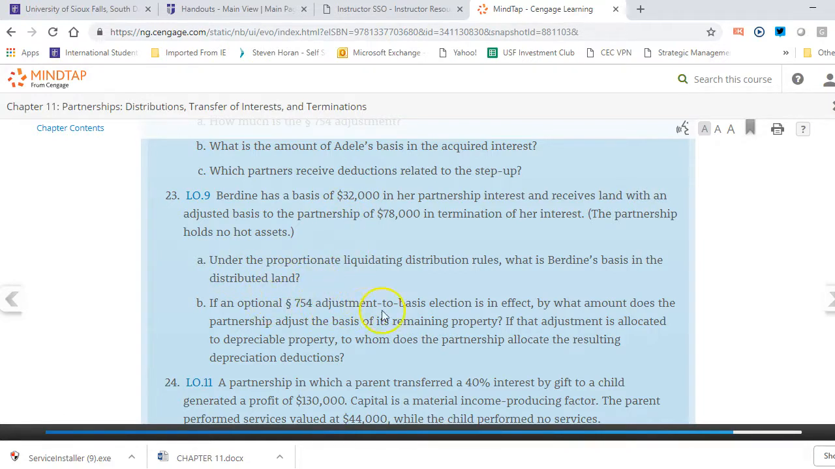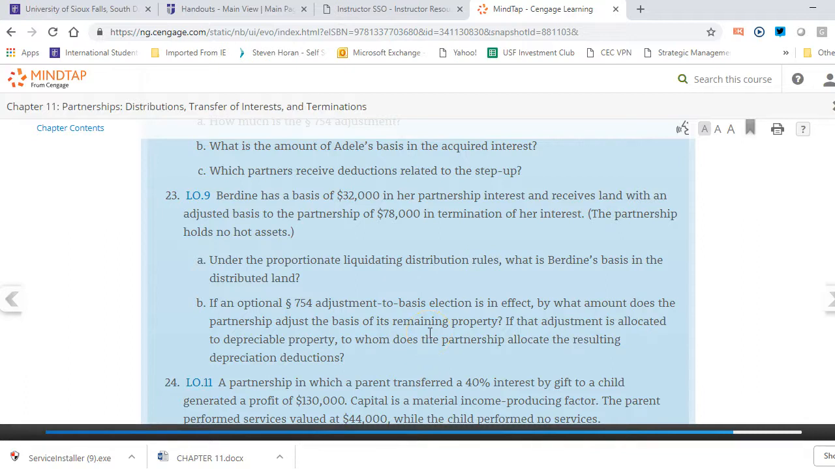For B, if an optional 754 adjustment to basis election is in effect, by what amount does the partnership adjust the basis of its remaining property? If that adjustment is allocated to depreciable property, to whom does the partnership allocate the resulting depreciation deductions?